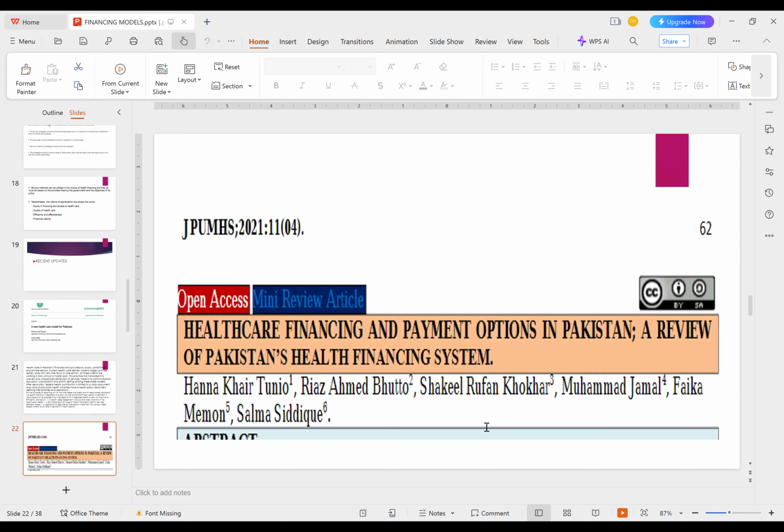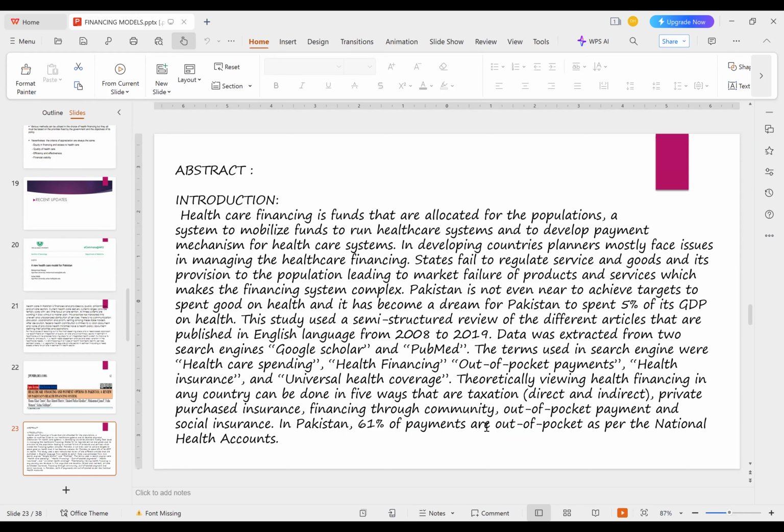This is another article which is being published in JPU MHS. It's healthcare financing and payment options in Pakistan, a review of Pakistan's health financing system. Abstract says that healthcare financing is the funds that are allocated for the population, a system to mobilize funds to run the healthcare systems and to develop payment mechanisms for healthcare systems. In developing countries, planners mostly face issues in managing the healthcare financing.